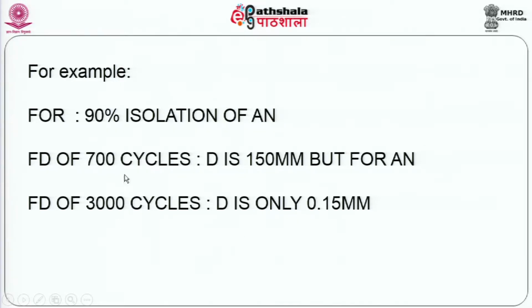Likewise, if on the same equipment you did not have slow speed equipment, you had high speed equipment running at 3000 cycles, then instead of 150 mm you will require only 0.15 mm. So, this establishes the kind of importance the disturbing frequency has. If the disturbance frequency is low, you will need a high static deflection. If it is high, you need very small deflectors.